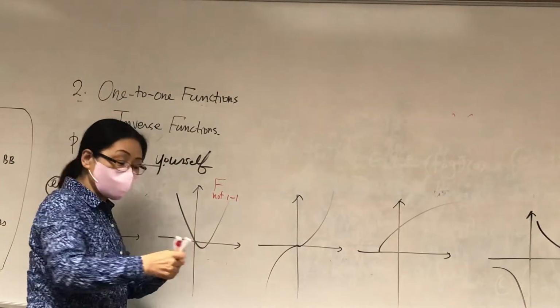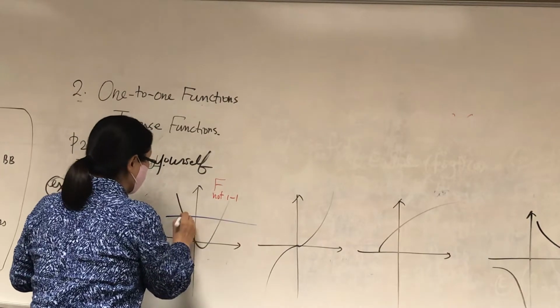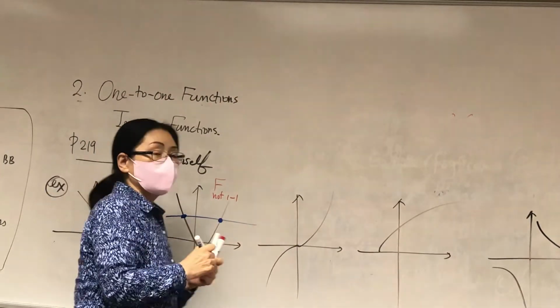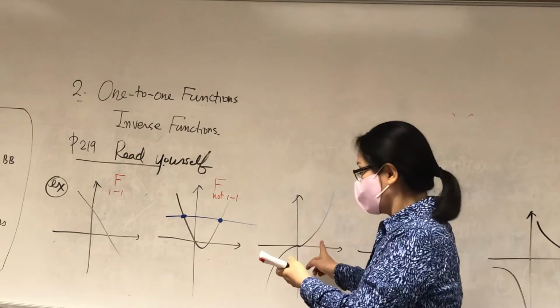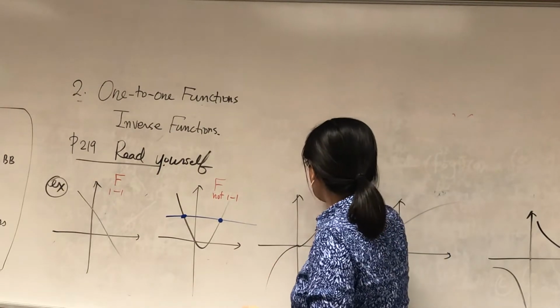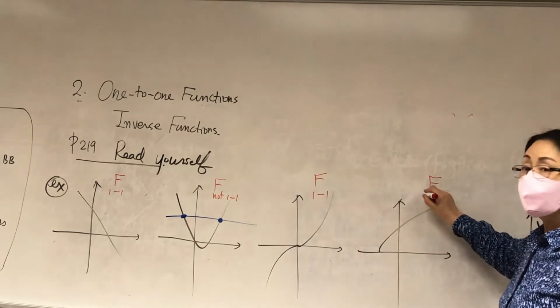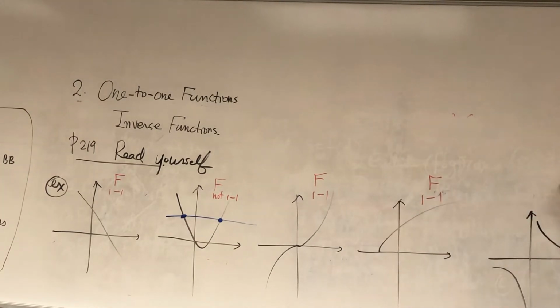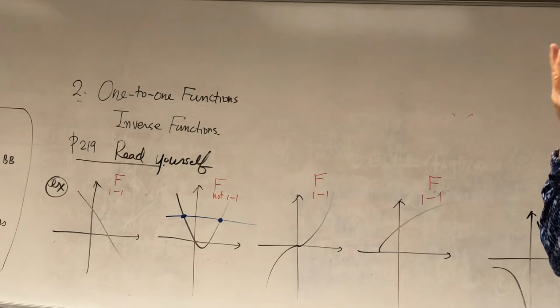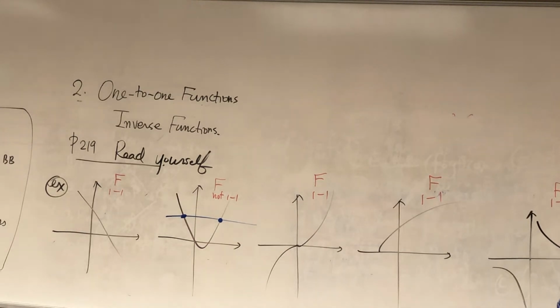If you apply the horizontal line, it crosses sometimes 2 points. Is it one-to-one? No. How about that one? Function and one-to-one. Is it a function? Yes. Is it one-to-one? Yes. How about this? Is it a function? Yes. Is it one-to-one? Yes. If you know the graph, everything becomes easy. But most of the time, we only have the formula. Okay, so let's go.